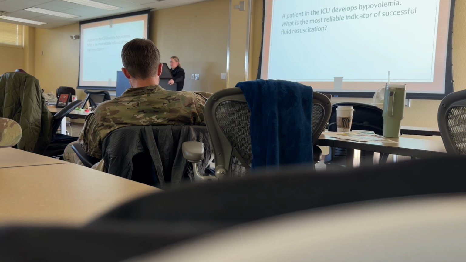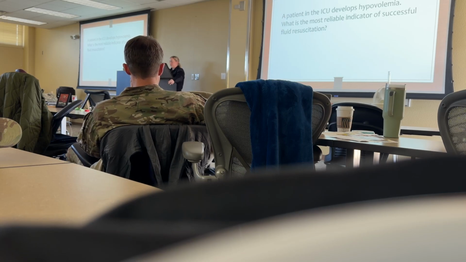All right, a patient in the ICU develops hypovolemia. What is the most reliable, sorry, I had a brain fart. Okay, what's the normal urine output? 0.5 to 1 milliliter per kg per hour. Okay, 0.5 to 1 mL per kg per hour.